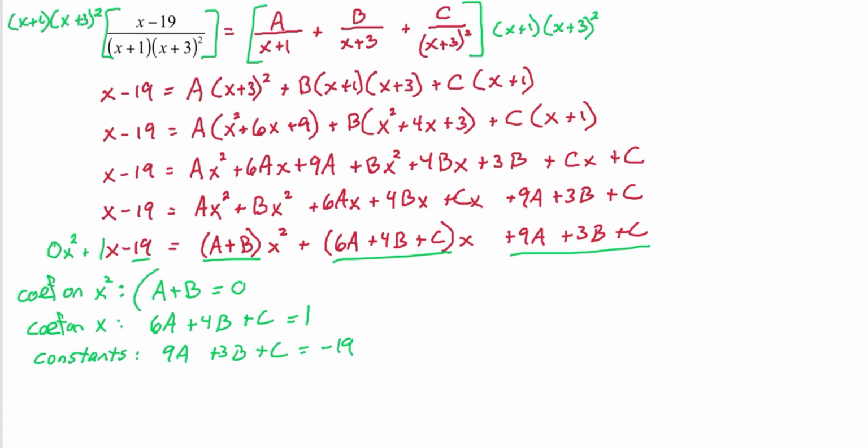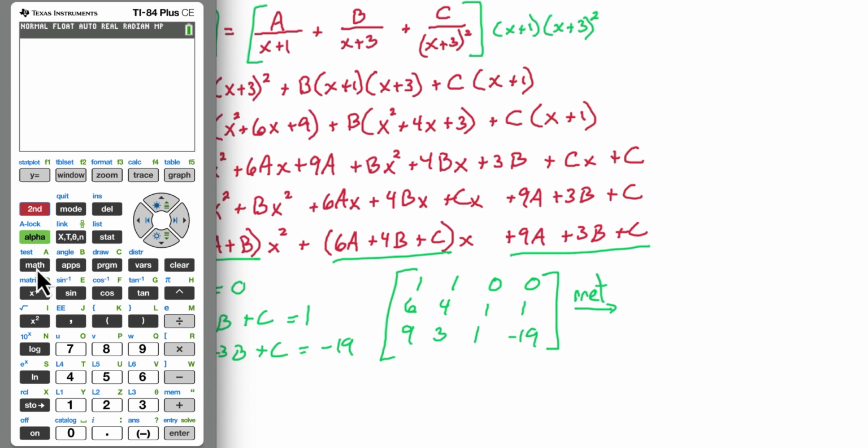This is a system of linear equations. We can then put this into a matrix. 1, 1, 0, 0, 6, 4, 1, 1, 9, 3, 1, negative 19. We're going to throw this into the calculator and reduce the matrix. To get to the matrix, we hit second matrix, go right to edit, hit enter. This is a 3 by 4, so 3 enter, 4 enter. Then we'll type in the entries. 1 enter, 1 enter, and so on.